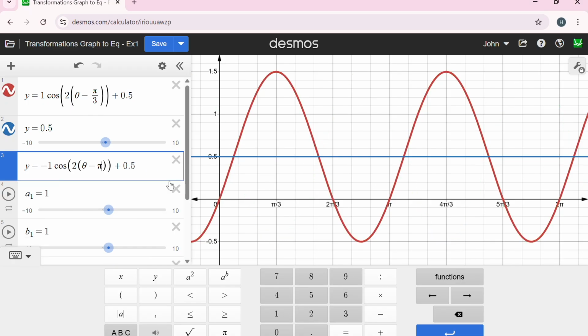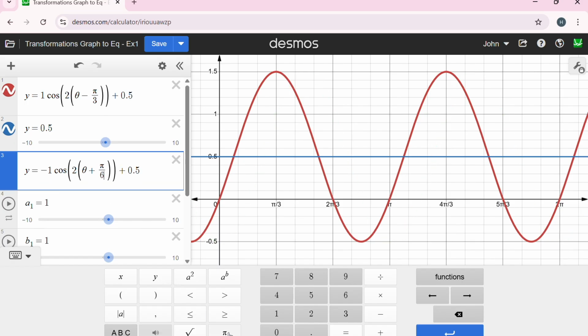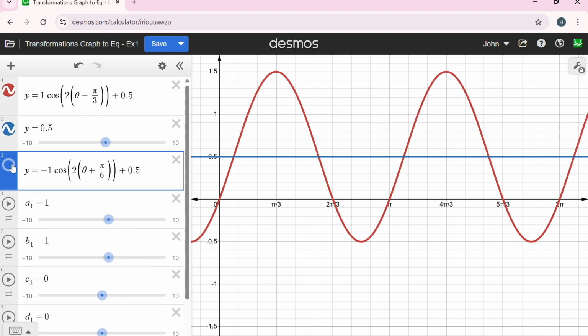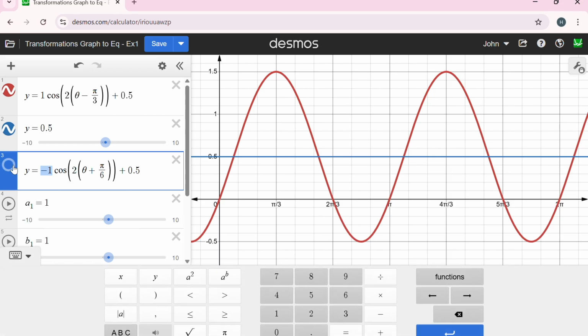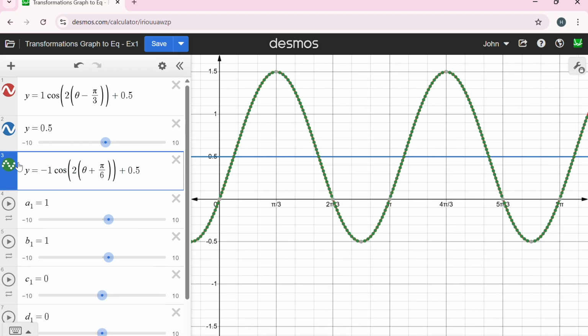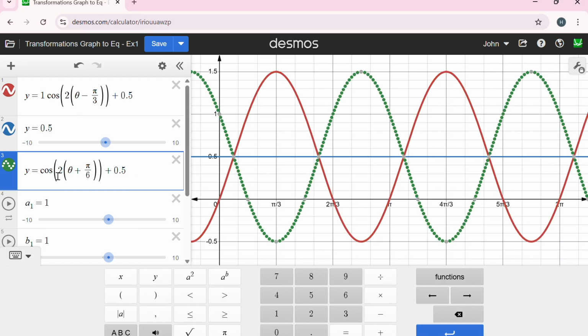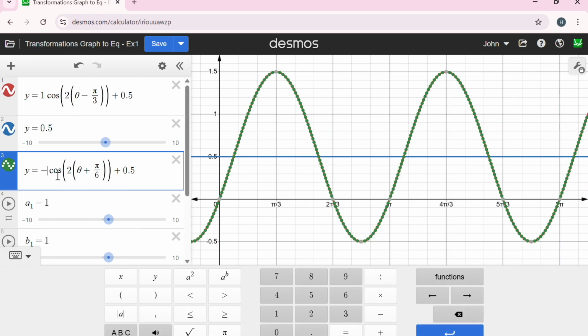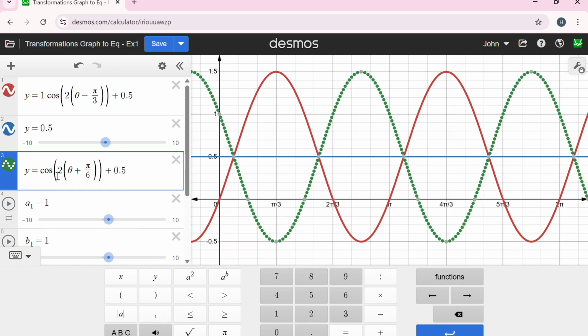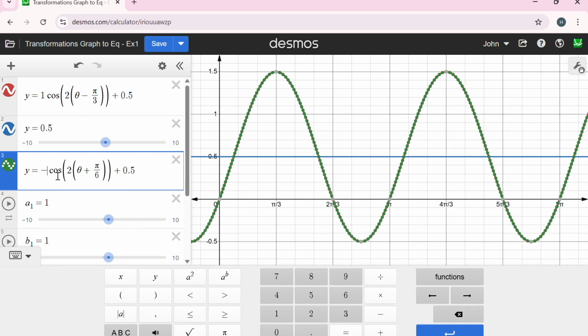Okay, so theta plus pi divided by 6. And you can see that they line up. There's the original graph written in terms of cosine. When I reflect it with a -1, it ends up lining up. Okay, so if I take away the reflection, there it is, and then if I put it back in, that phase shift is making the two graphs line up.